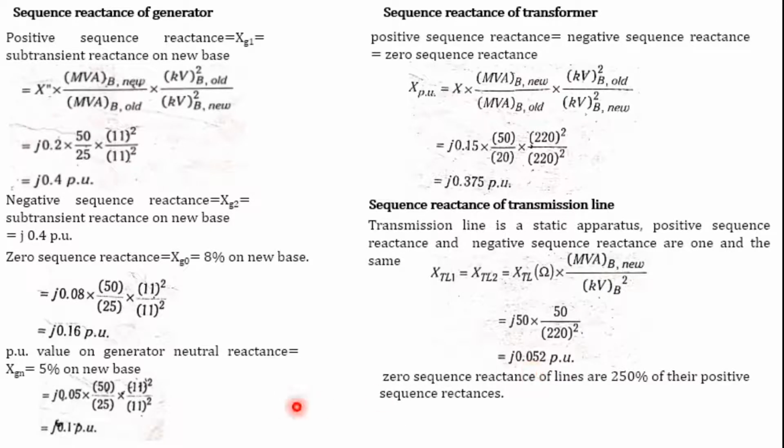Then what is the zero sequence reactance? It is mentioned in the problem that the zero sequence reactance of the transmission line is 250 percent of its positive sequence reactance. So we need to multiply by 250 percent of that, which is 2.5 times 0.052. We get 0.13 per unit, because it is mentioned in the data.